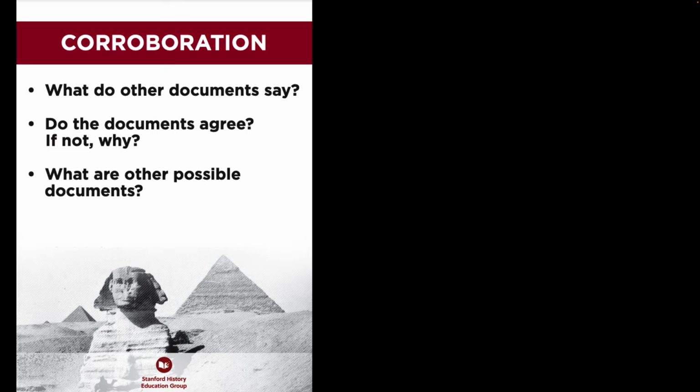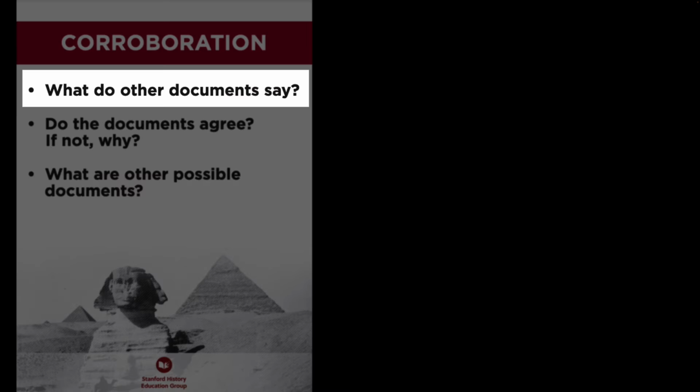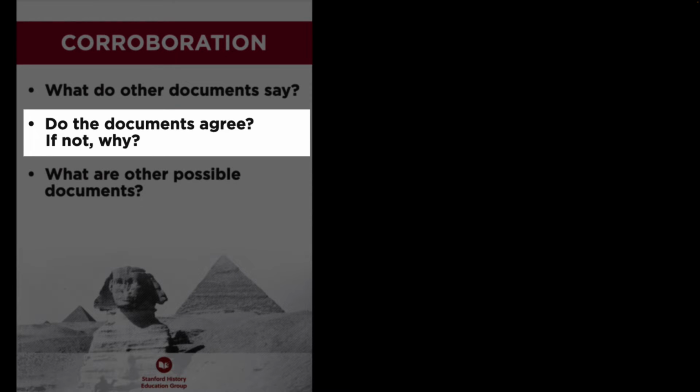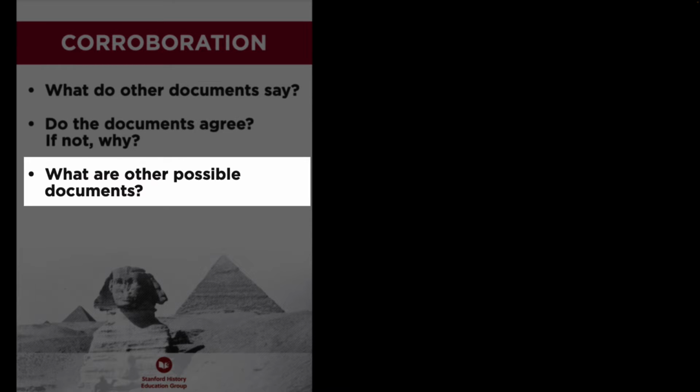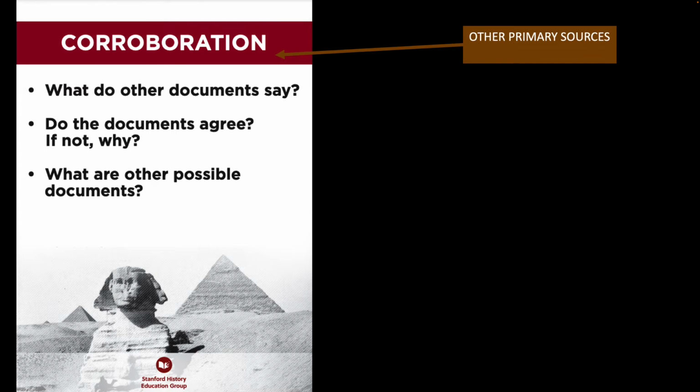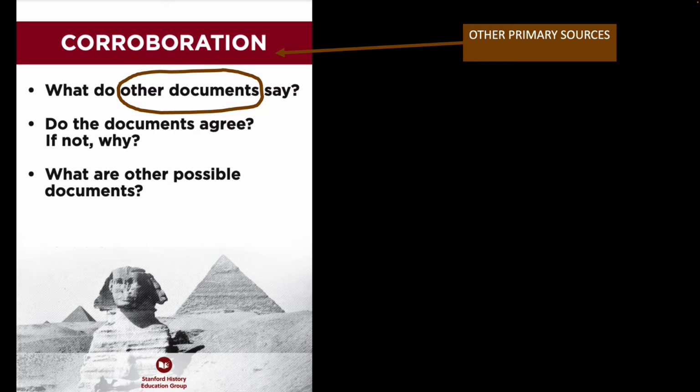To do the work of corroboration, we have to answer the questions: what do other documents say about the thing that our original document is talking about? Do the documents agree? If not, why? And what are other possible documents out there that could provide different perspectives on the event in question? The work of corroboration is all about other documents. So in order to do the work of primary source analysis, you have to always find other documents in addition to the one that you are focusing on.